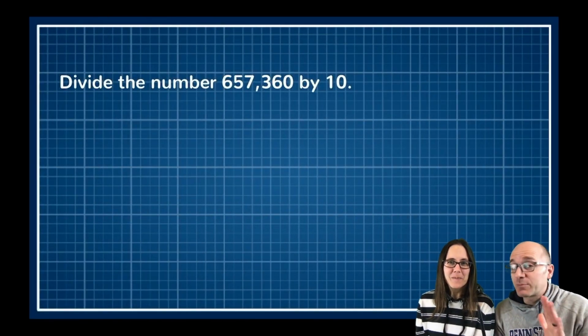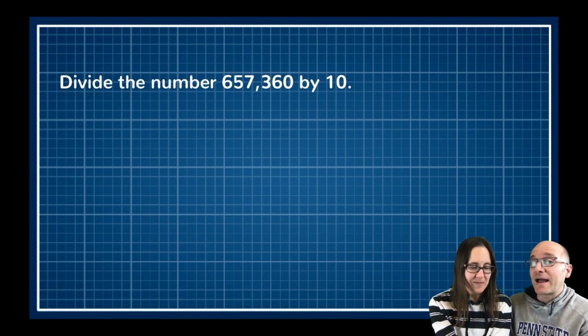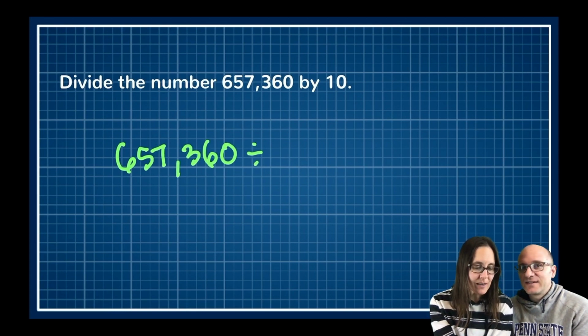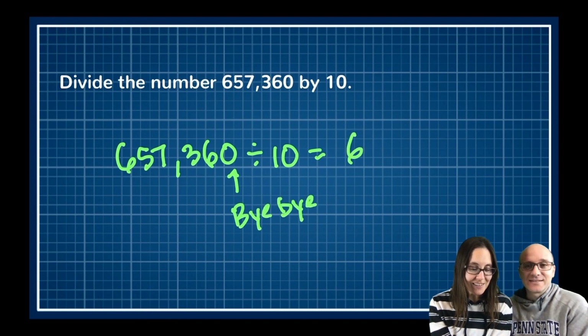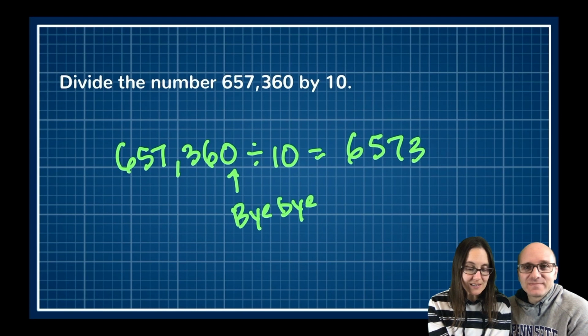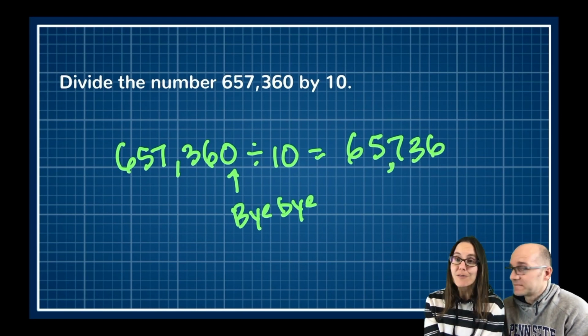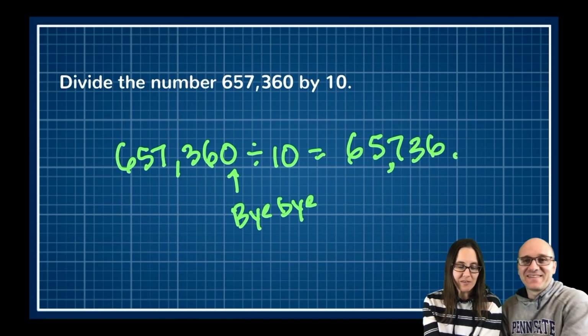All right, and then the last problem for today: divide 657,360 by 10. 657,360 divided by 10 equals, all we're going to do is take away that 0. Bye-bye 0. 65736, and then I go over 3 places. Put my comma there, it's 65,736 now. Nicely done. With a period, just for Math Dad.